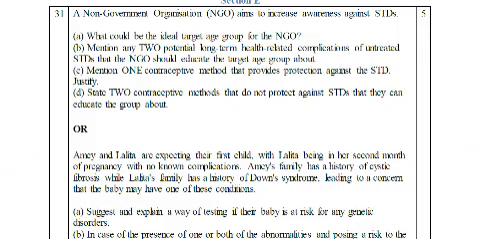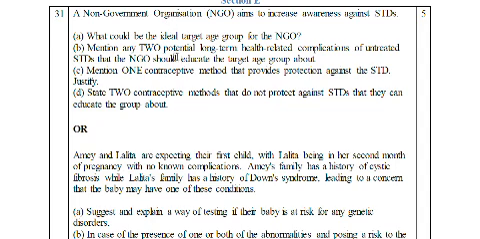A non-government organization aims to increase awareness against STDs, that is sexually transmitted diseases. What could be the ideal target age group for the NGO? 15 to 24 years of age.